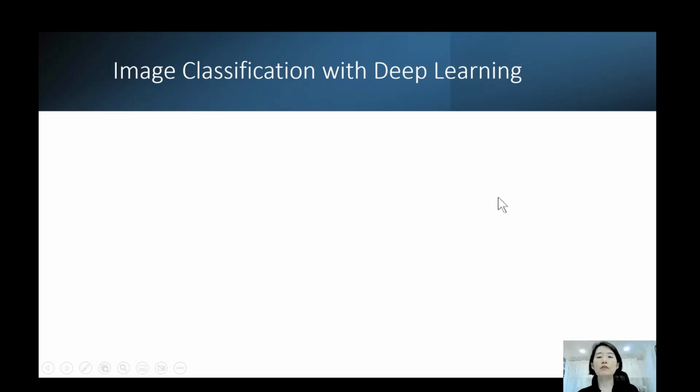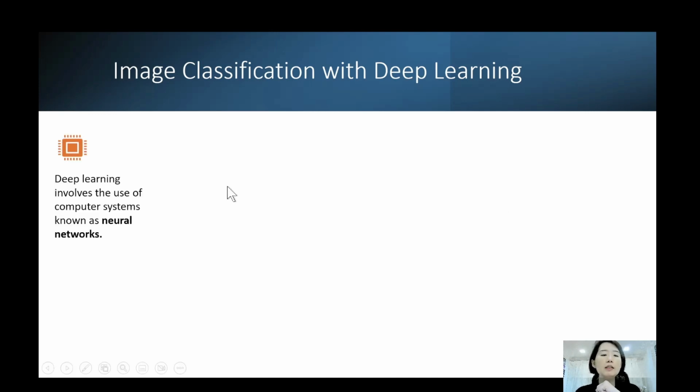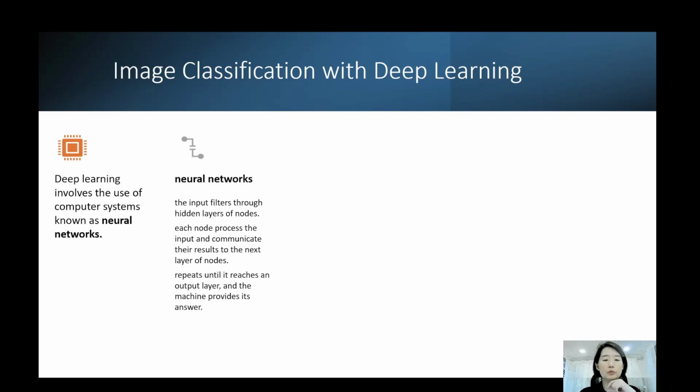Let's take a look at one of the very popular applications of deep learning: image classification. Deep learning involves the use of a computer system known as a neural network. In a neural network, we have the input filtered through hidden layers of nodes. We have many nodes, and each node is connected together. One layer of nodes, we call it a layer. Each node processes the input and communicates its result to the next layer of nodes. The first layer integrates with another layer, and this is repeated until it reaches an output layer and the machine provides its answer. That's why we have many layers, multi-layer.